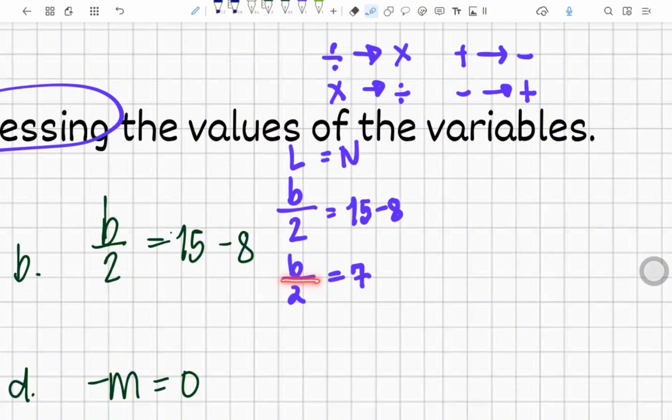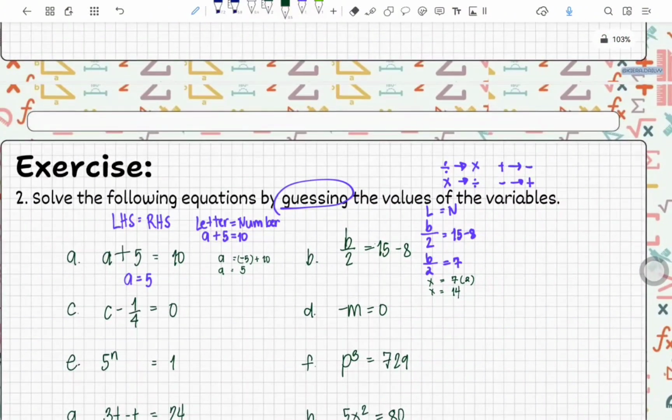Now this is divided by 2. If we are going to move that, we are going to move division to become multiplication. So what we have here now is B is equal to 7 multiplied by 2, or 7 times 2. So B is equal to 14. Okay, I hope you understand letter A and letter B.